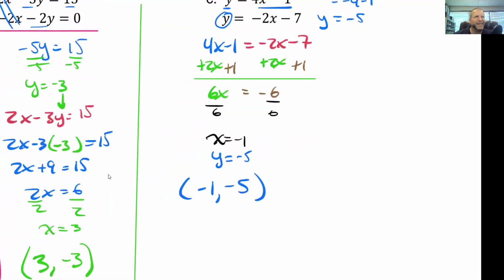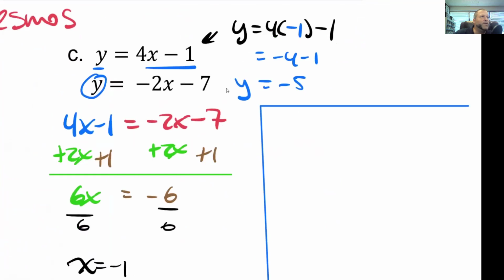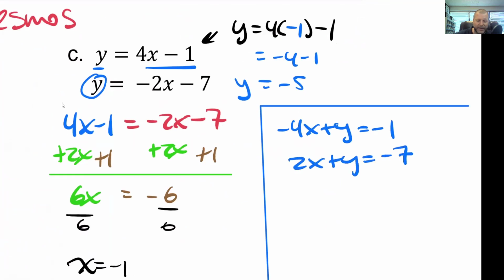All right, so suppose we had a little bit of a different form in this question. So this would be how you would maybe solve using elimination, just in case. So I'm going to move this 4x over to the other side, right? So -4x plus y is -1. And I'm going to move this x over to the other side. 2x plus y equals -7. So this would be the exact same equation, just not written in slope-intercept form.